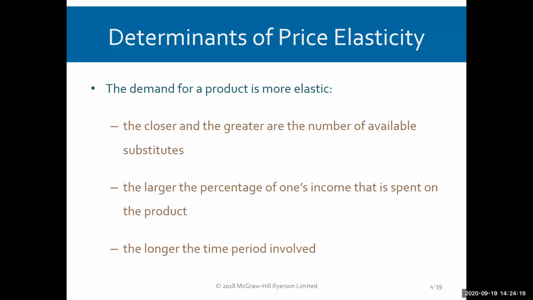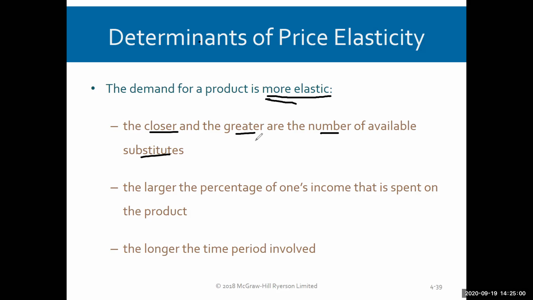So let's dive a little deeper into the reasons why those things were elastic or inelastic. So here, the demand for a product is more elastic, so has greater elasticity, the closer and the greater are the number of substitutes. So really close substitutes like Coke and Pepsi are really close substitutes. Again, you can't use that as an example anywhere because we talked about it too much. That would have high elasticity.